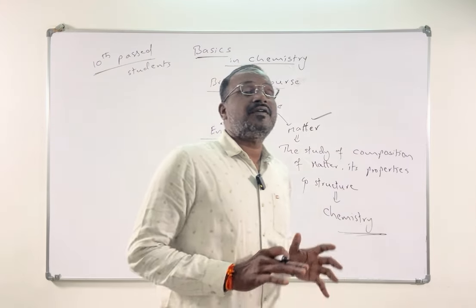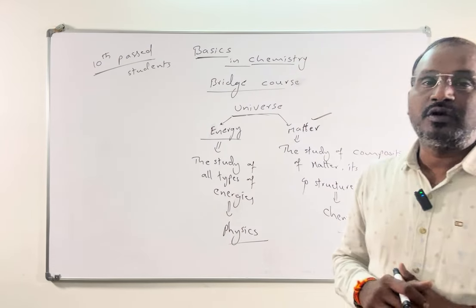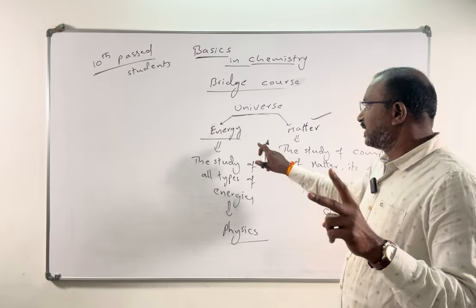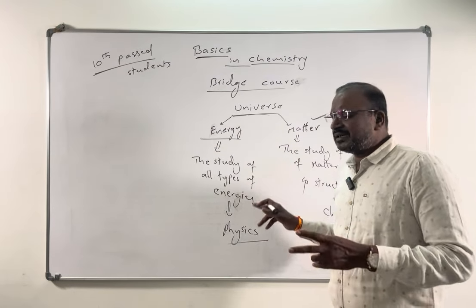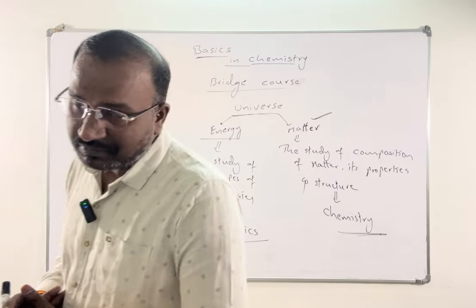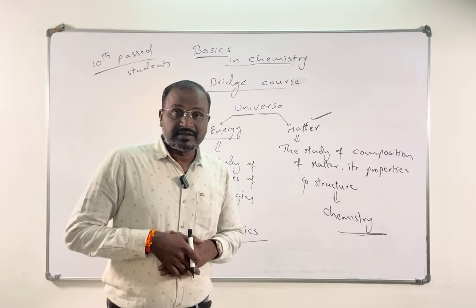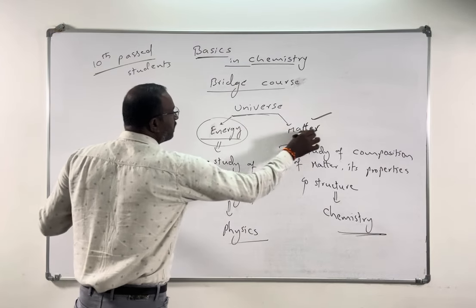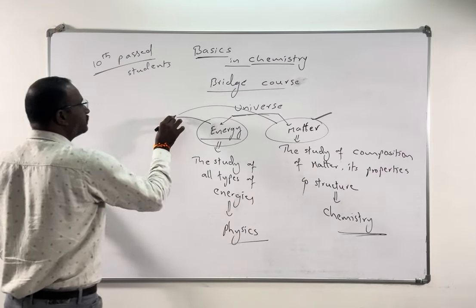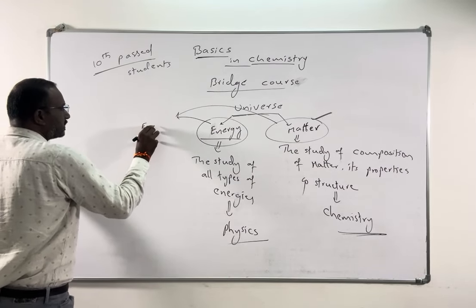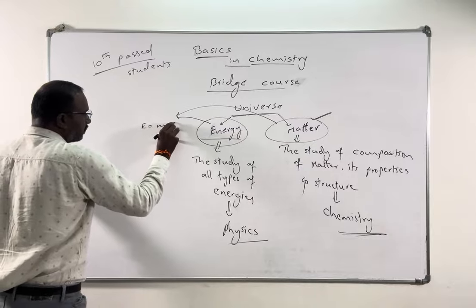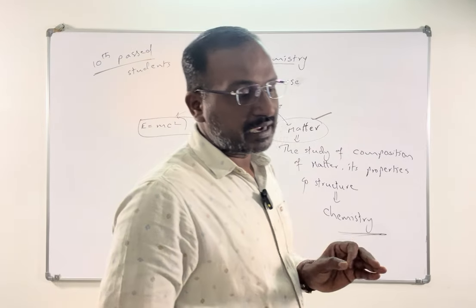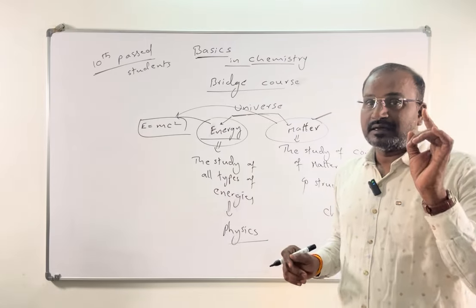Practicing physics and chemistry is nothing but knowing the universe, because the universe is composed of two things, energy and matter. These two are interlinked with each other by one formula, proposed by Einstein in the theory of relativity: E equals mc squared. This is the relation between energy and matter, proposed by Albert Einstein.